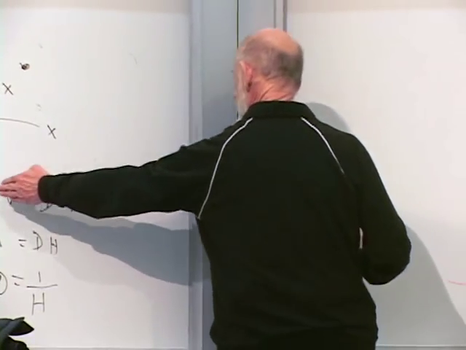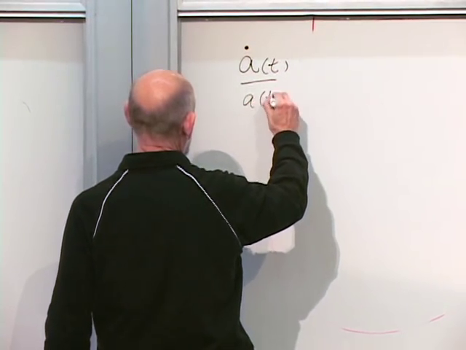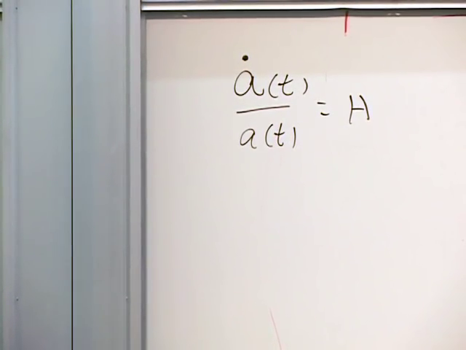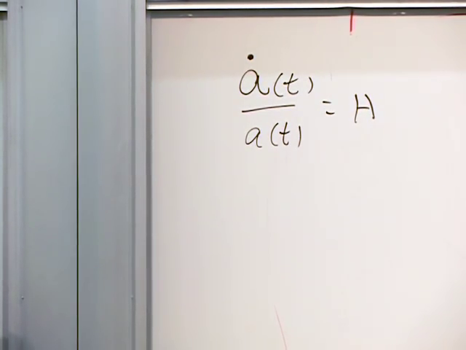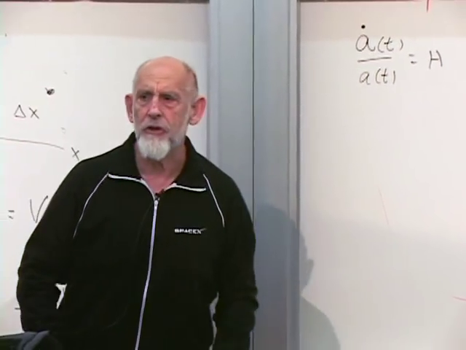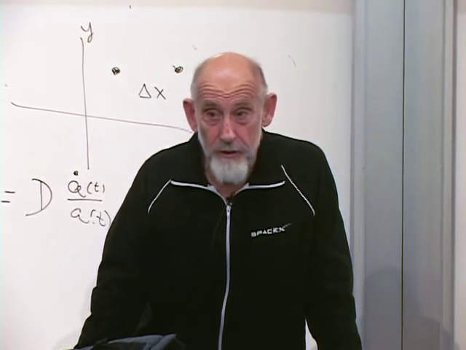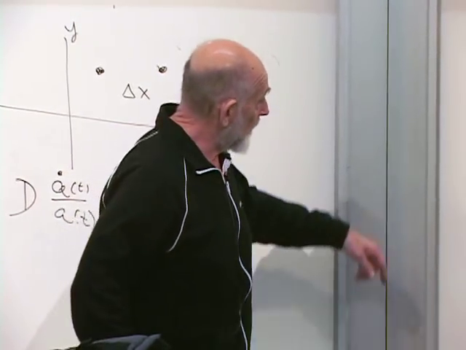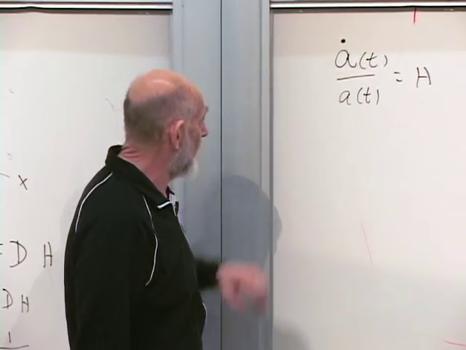The Hubble constant is a dot over a: a dot of t over a of t equals H, and that's constant now. H is just a numerical constant. What are its units? One over time. So when you specify the Hubble constant, you are specifying a time scale. In our universe, the relevant time scale is about 15 billion years. So the Hubble constant is a very small number, but nevertheless, it appears to be constant. Let's take it to be constant.